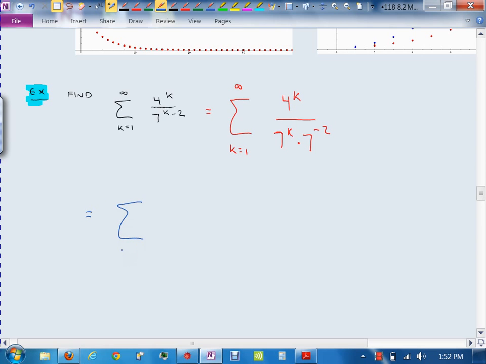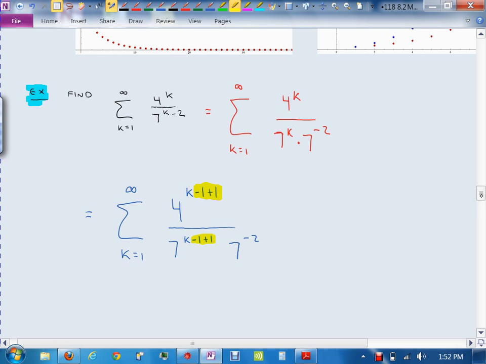I need to create k minus 1s. So anytime I need a k minus 1, what I'll do is this: 4 to the k minus 1 plus 1 over 7 to the k minus 1 plus 1, then 7 to the negative 2. So all I've done is really nothing. I haven't changed the problem, have I? I came in here with this plus 1 minus 1 here and this plus 1 minus 1 here. We've done something like this before, haven't we? Added and subtracted something to make things work. I'm doing it again.